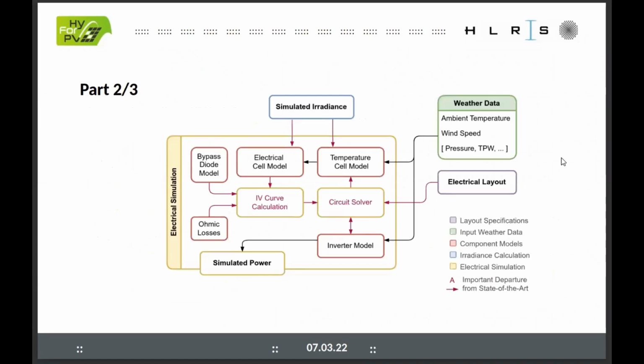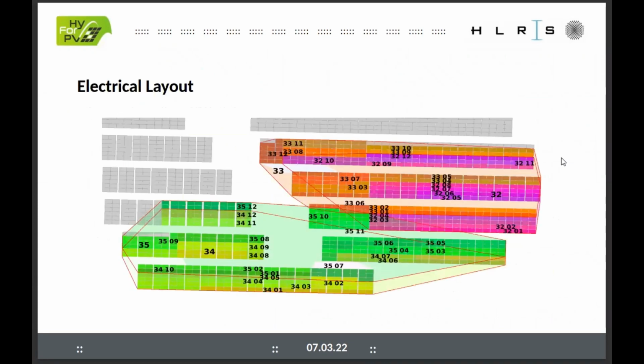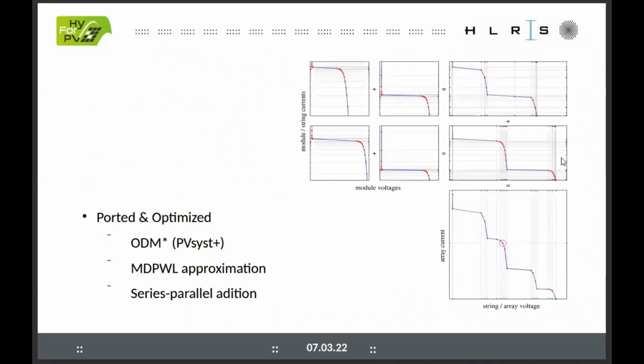For the electrical calculation, the selling point is the circuit solver. We reproduce one-to-one the interconnection of the plant. So as part of the inputs, you specify a list of every module in the plant, where it is, and which string it is connected to, on which inverter, which MPPT. And we solve the circuit using a very basic series parallel curve addition.